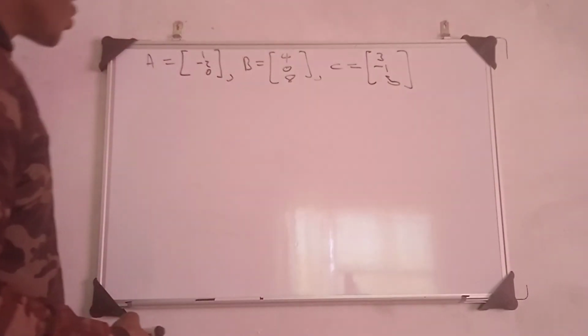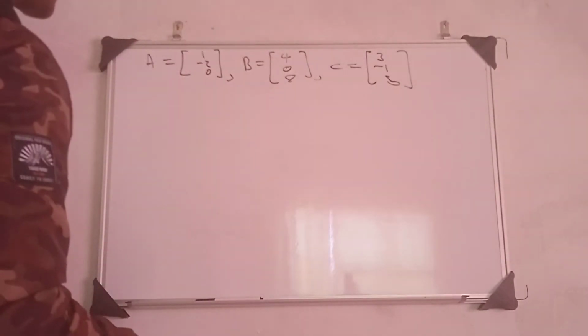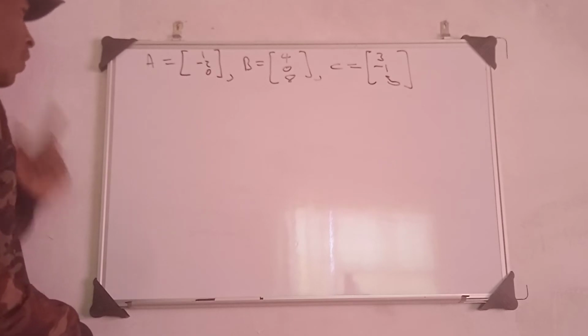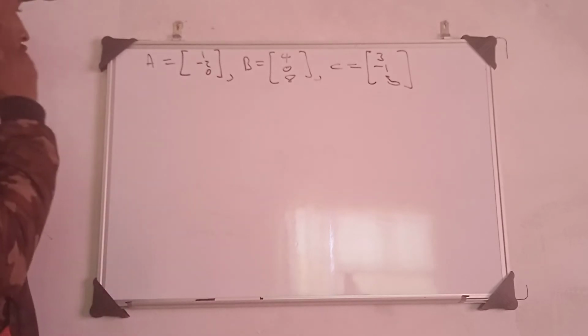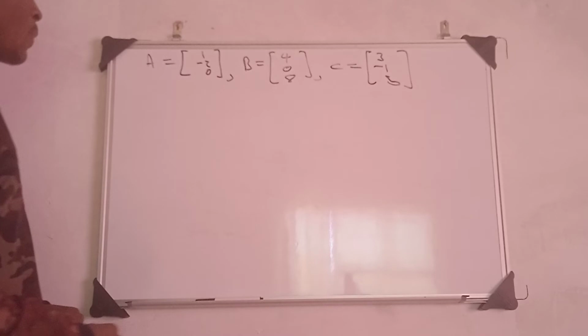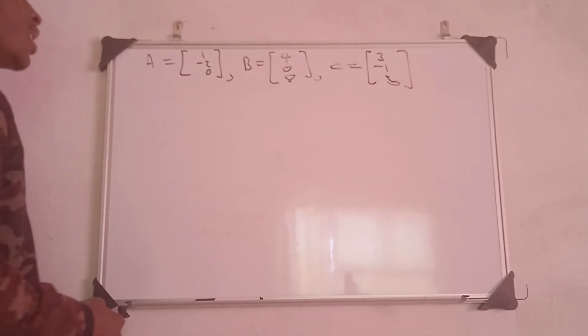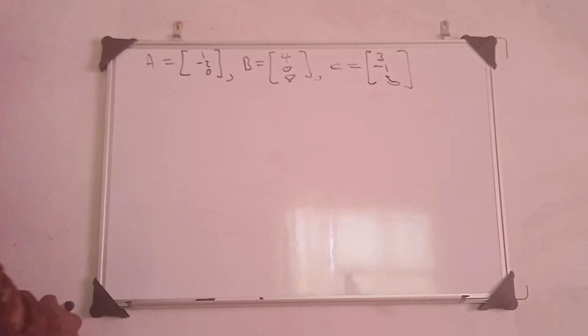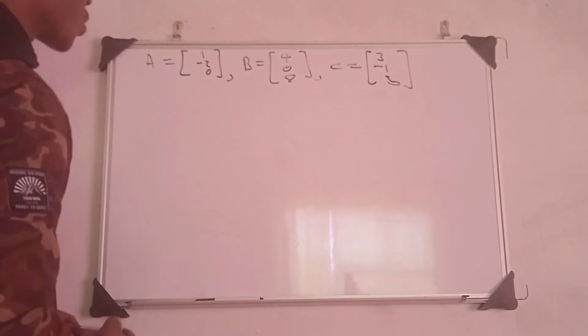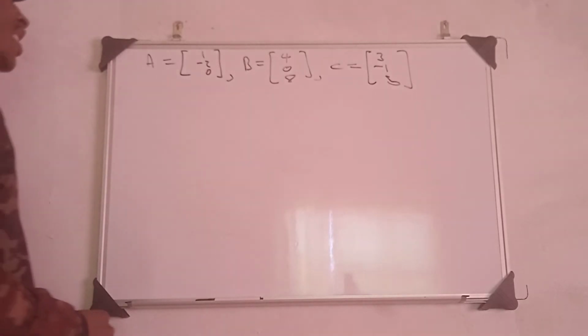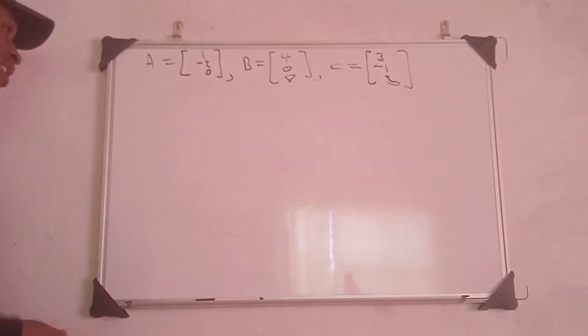So suppose that you are given a problem like this. They are giving you a first vector space which is A, and a second vector space which is B, and a third vector space which is C. And then they're all in 3 dimensions. And they are telling us to test for linear independence and also dependence.